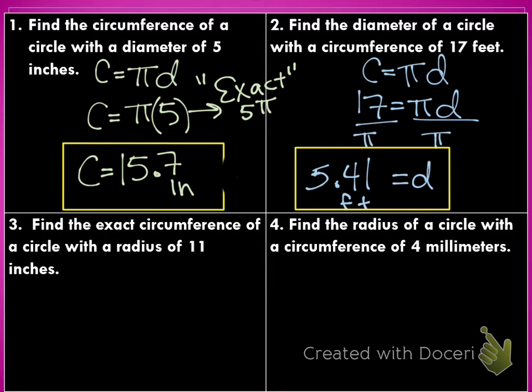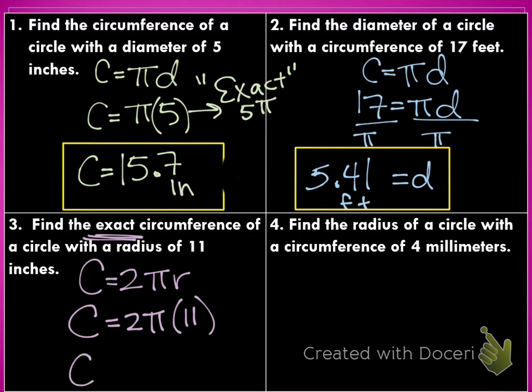All right, number 3, we like this one. It says find the exact circumference. We're not really going to end up multiplying in our calculator, not unless you don't know how to multiply times 2. It says the circumference of a circle with a radius of 11 inches. So which circumference formula are we going to use? 2 pi r. So find the exact circumference. We don't know it. So the radius is 11. So you're going to multiply the two numbers together. 2 times 11 is 22, and it would be pi inches.